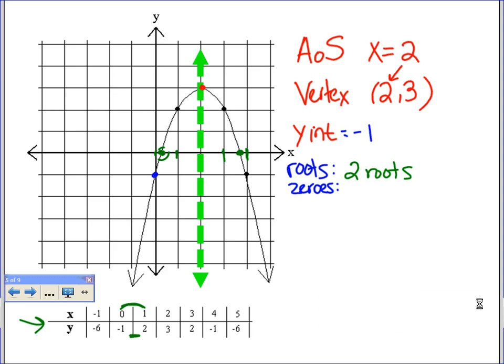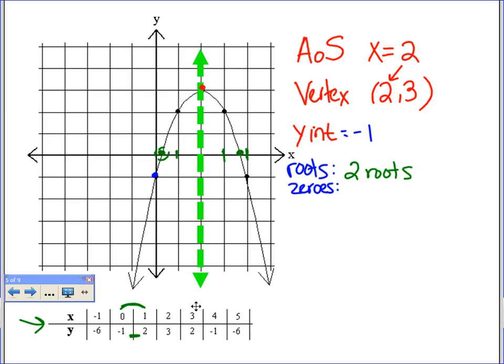And then somewhere between 3 and 4, somewhere between 3 and 4 will be another root because it's changing from positive to negative. So maybe you can recognize that. All right, now let's talk about the domain and range of this function.